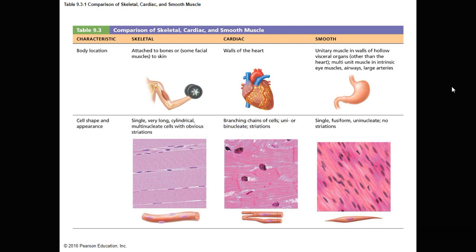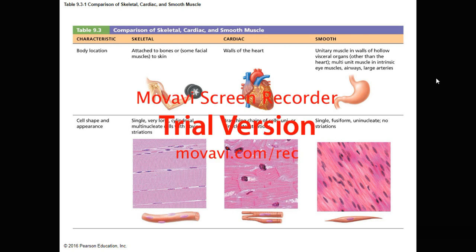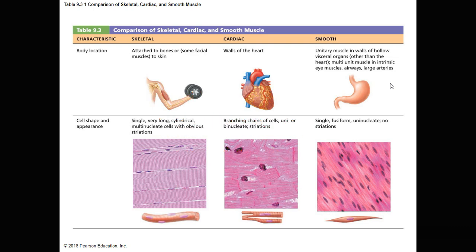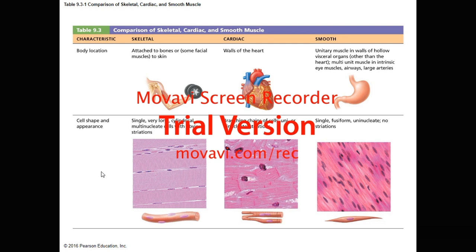All right, so this is a figure showing you the location of the three types of muscle tissue. So again, your skeletal muscles attached to bones or to skin, cardiac muscle found in the walls of the heart, and then the smooth muscle found in hollow organs, visceral organs. And these figures down here allowed you to compare the appearance of the three types of muscle.